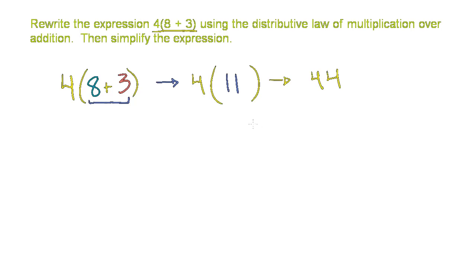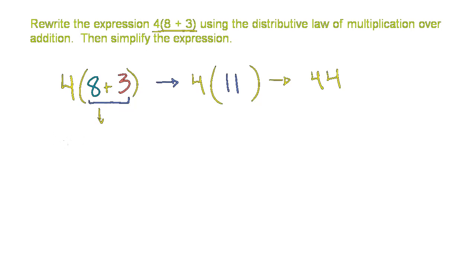But they want us to use the distributive law of multiplication. We did not use the distributive law just now. We just evaluated the expression. We used the parentheses first, then multiplied by 4. In the distributive law, we multiply by 4 first. And it's called the distributive law because you distribute the 4. And we're going to think about what that means. So in the distributive law, what this will become is 4 times 8 plus 4 times 3. And we're going to think about why that is in a second.